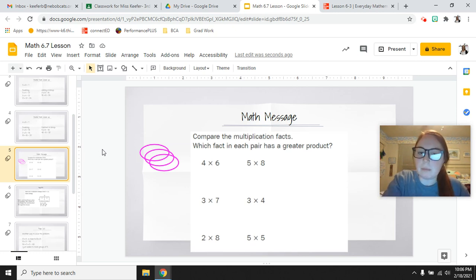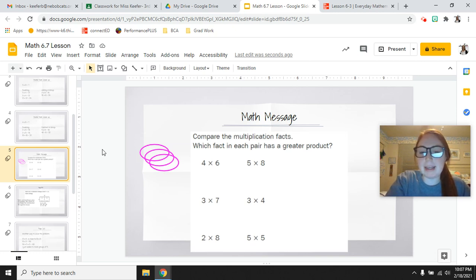The next part is we are going to be comparing multiplication facts. I want you to pick which fact in each pair has a greater product. There are 6 different ones on here. Pause the video till you are able to solve and figure out which pair has a greater product. Is 4 times 6 greater than 5 times 8? Is 3 times 7 greater or less than 3 times 4? Is 2 times 8 greater or less than 5 times 5? Pause the video and try and solve this. And please try your best when you are solving the multiplication problems.